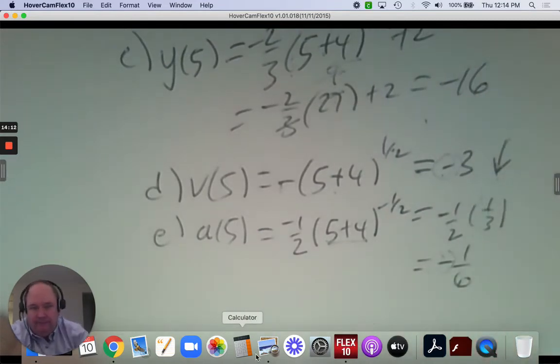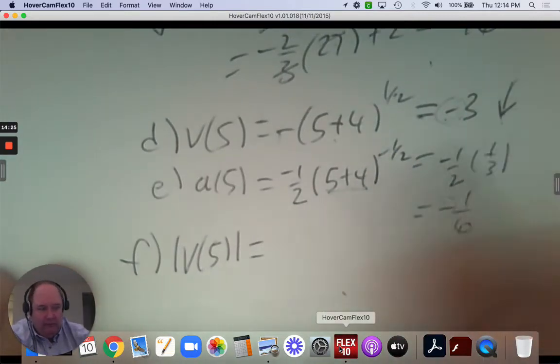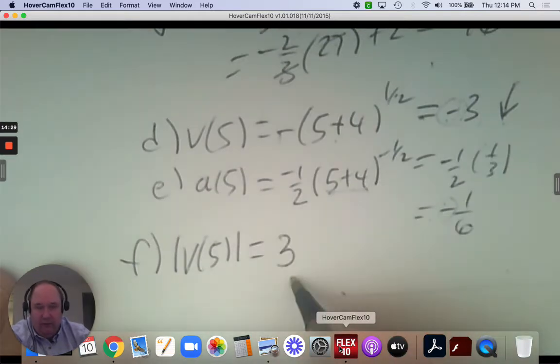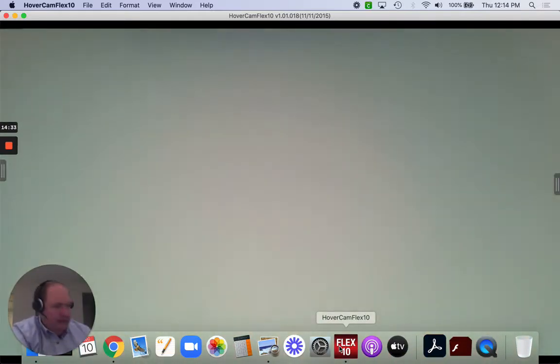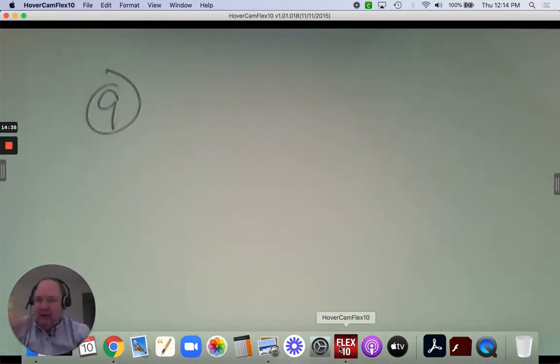F. Last one. What's the speed at 5? So speed is the absolute value of velocity. So we already found that the velocity at 5 is negative 3. So the absolute value of that would be positive 3. And that would be the speed and the connection there. That's number 8. Number 9 is a calculator question. So you need to press pause and get your calculator out. So I'm going to do that too.